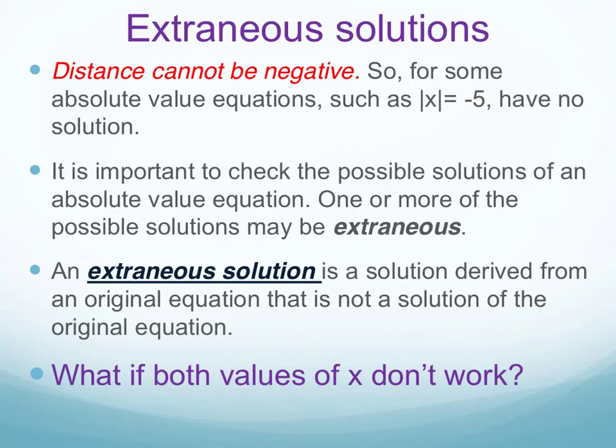So it's important to make sure that you always check your solutions once you've solved, because sometimes one or more of those solutions can be extraneous. Extraneous solutions are solutions that derive from the original equation but are not solutions of that original equation. So make sure that you check your answers. Now, if both of the x values that you find do not work, then the solution is no solution. So if there are no x values that will make that equation true, the answer is no solution.